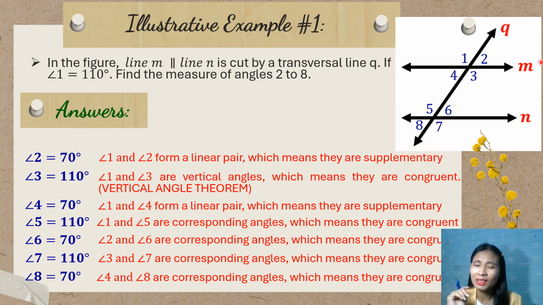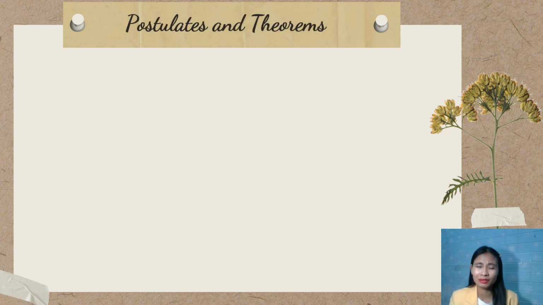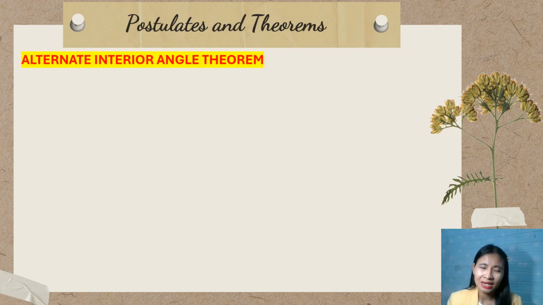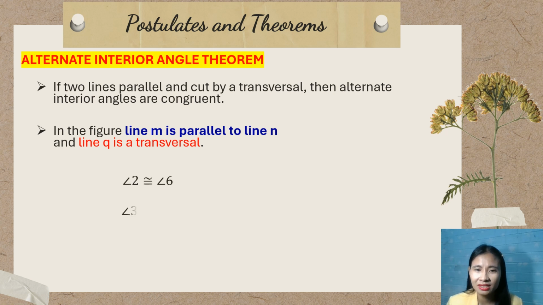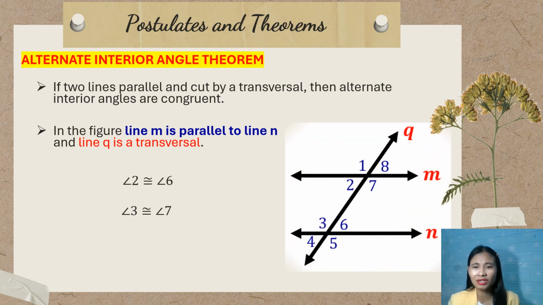That is if the two lines are parallel. If line M and line N are not parallel, then that concept is not applicable. Next, let's have another postulate: the alternate interior angle theorem. If two lines are parallel and cut by a transversal, then alternate interior angles are congruent. For example, you have this illustration.